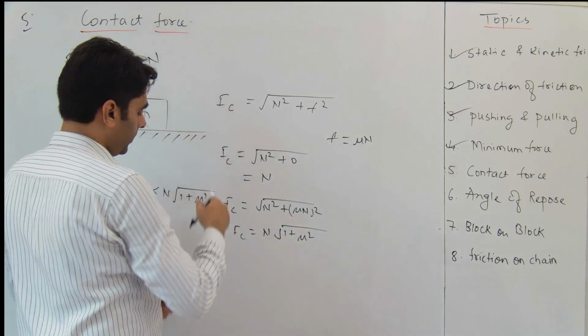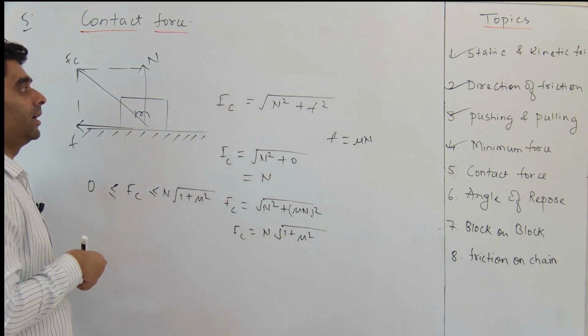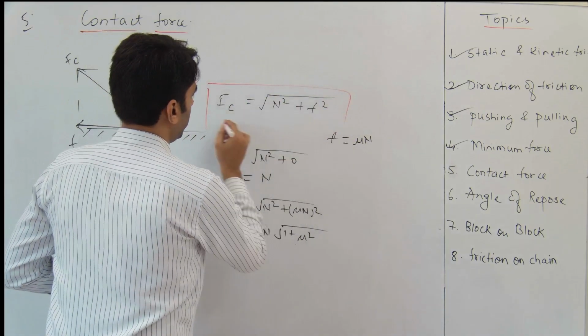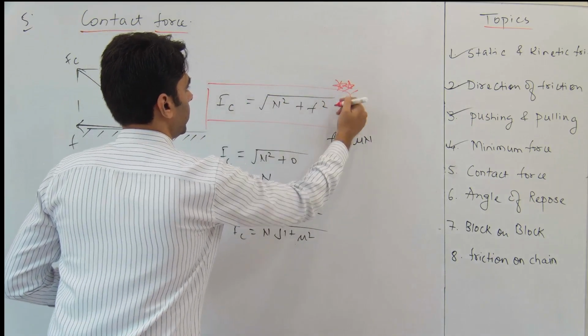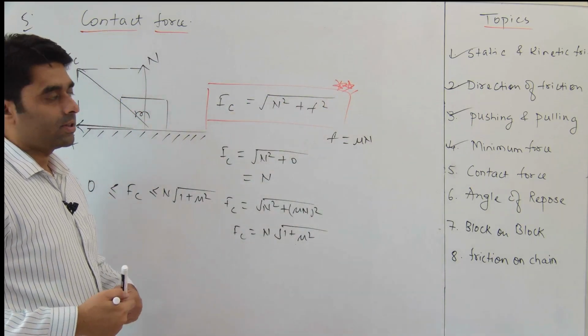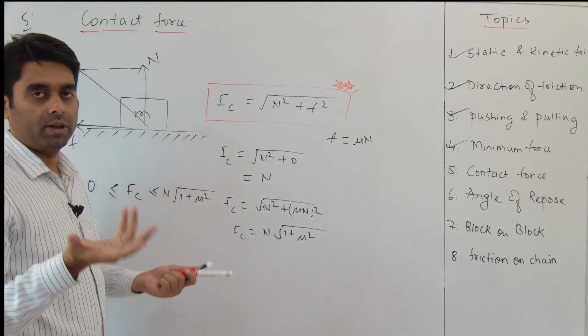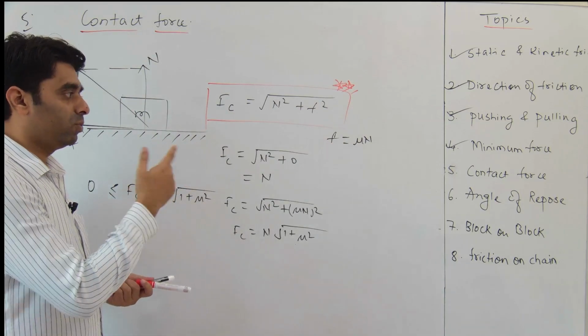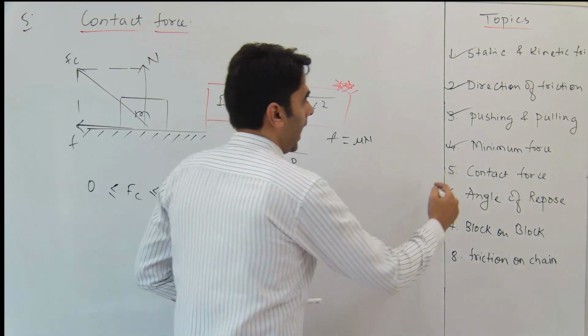The point is basically, first of all, you should understand that contact force is the resultant of normal and friction. This should be clear in our head. Then we can solve it according to the given situation. Fine. Let's move ahead. Next, we are looking at angle of repose.